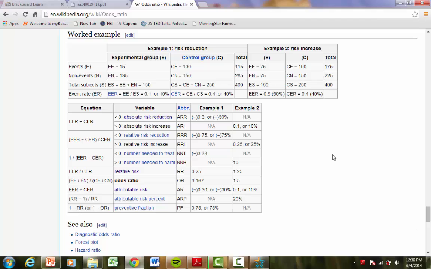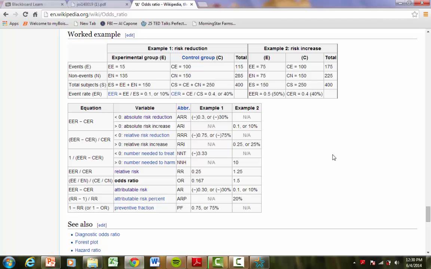Odds ratio was the events compared to the non-events. This one is the events compared to the total number, right? Events compared to the total number of people in the study. The events in the control group compared to the total number of people in the study for the control arm of the study. So they're not the same. Here's how I do the math, right here.